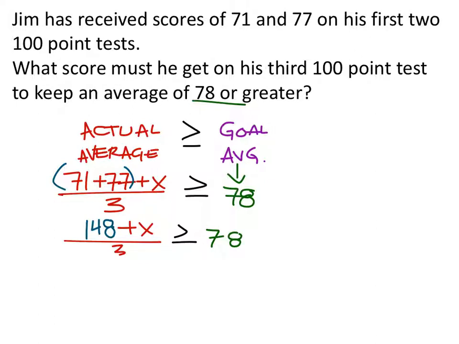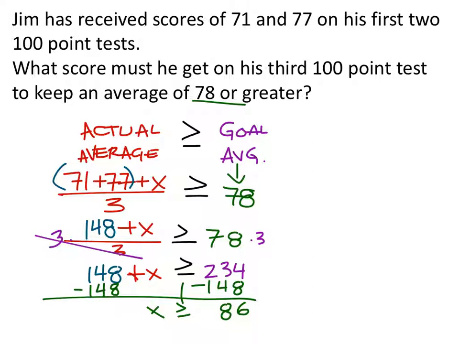Now I don't want that divided by 3, so I'm going to multiply both sides by 3, so that these will cancel out. Okay. So now I've got, and this is a pretty easy inequality to solve now, and that's the score, or the percentage that he should get on that third test, right? Or the smallest percentage. We'll just subtract 148 on both sides.